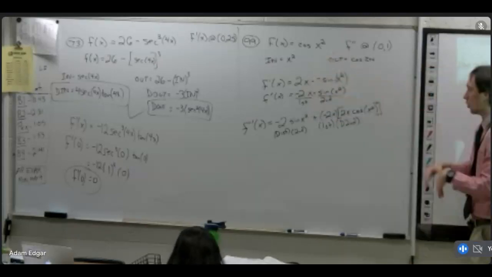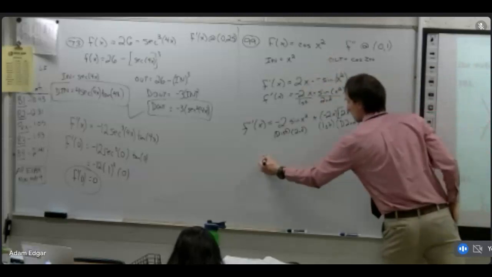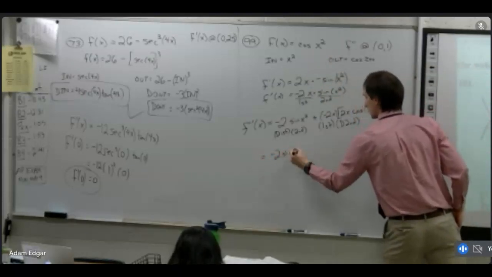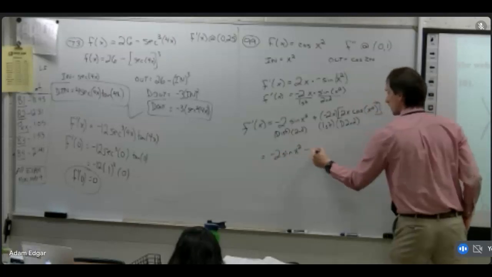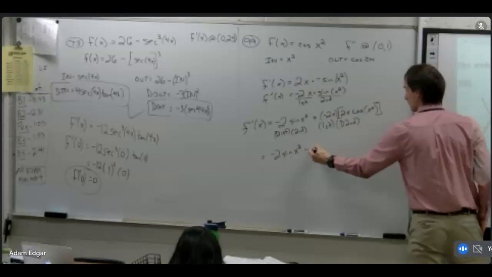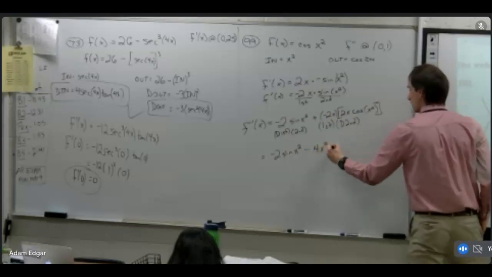Now that you have all that, you can clean this up a little bit. That's negative 2 sine of x squared on the front. And then on the second half of this, we have negative 2x times positive 2x is negative 4x squared cosine of x squared.